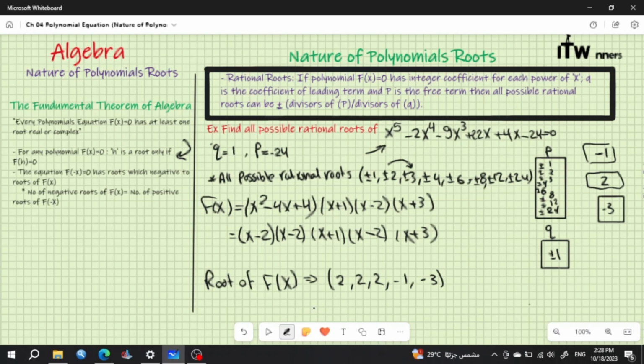Okay, so let's proceed to another example on rational roots. Just clear this.